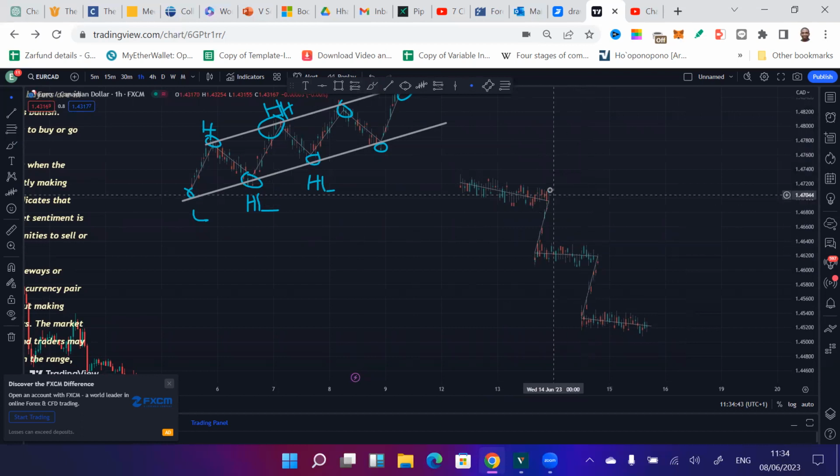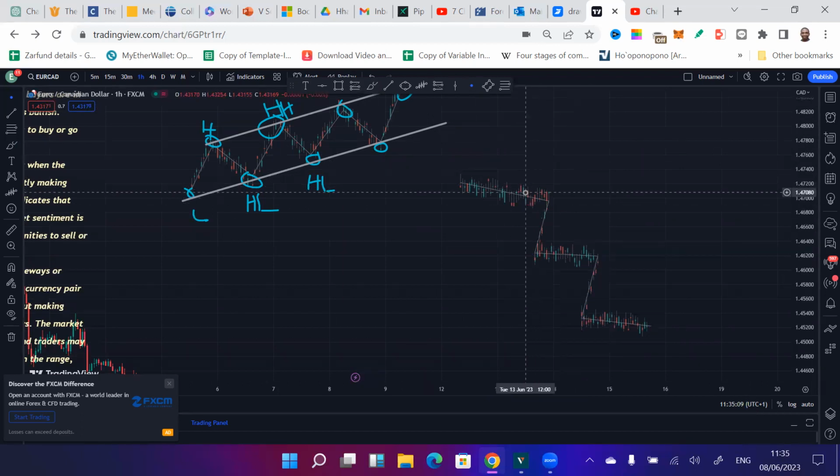Remember, we said that highs are usually the outer parts. The outer parts of the chart are the highs, while the lower parts of the chart are the lows. The higher outer part is always the highs. The lower parts are always the lows.